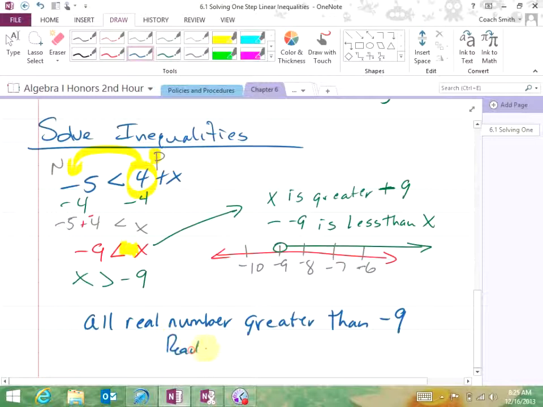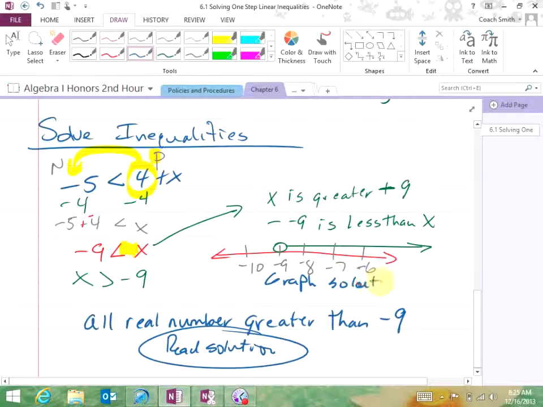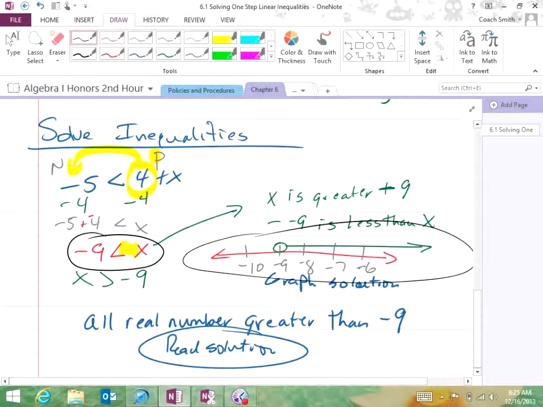So this is how you read the solution, and this is how you graph the solution. Okay? Most of the time, they're simply going to want this and this. Most of the time, they're not going to have you write out your solution.